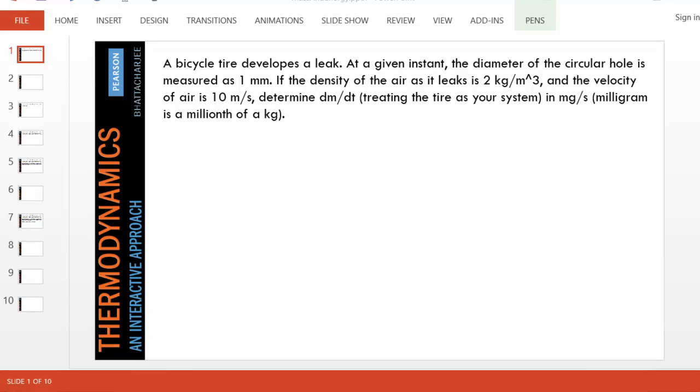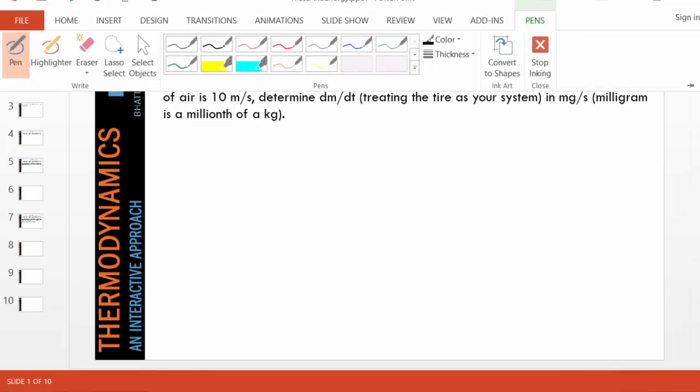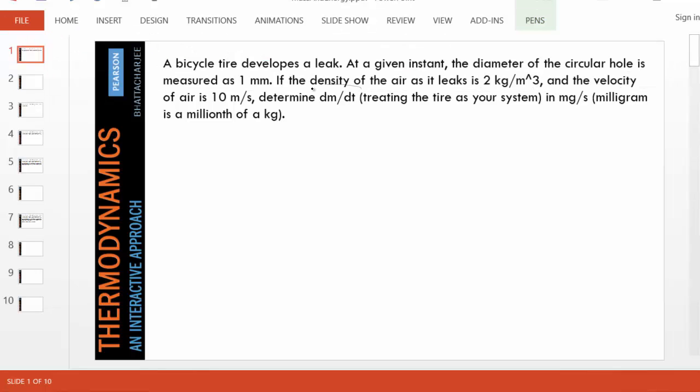Hello, this is a very simple problem that involves the mass balance equation. A bicycle tire develops a leak, and at a given instant we are given the diameter of the hole, density of air that is leaking, and the velocity of air. We are supposed to find the dm dt, the rate of change of mass of the system.